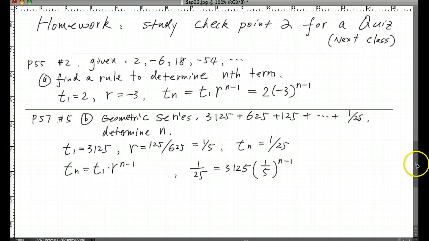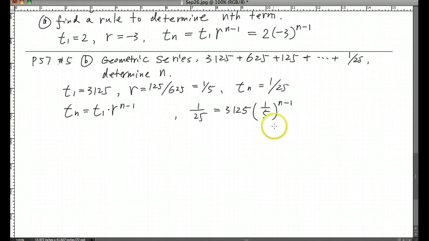Now here again, because you haven't learned the logarithm, for this kind of question you have to do guess and check. Of course, this question is pretty simple. If you follow the pattern, just multiply by 1 over 5 all the way, so you can see the next term, the fourth term, should be 25, and then 5, and then 1, and 1 over 5. So n is probably about 8.